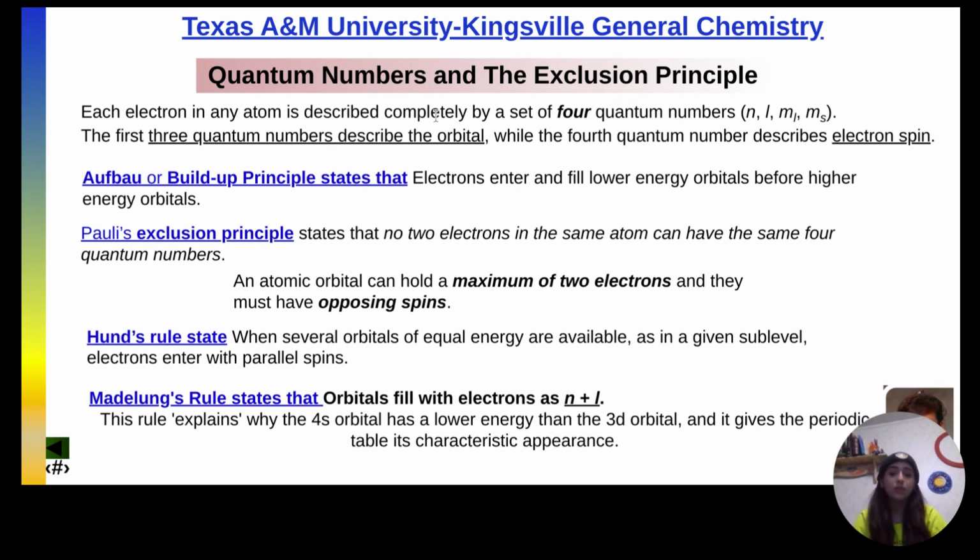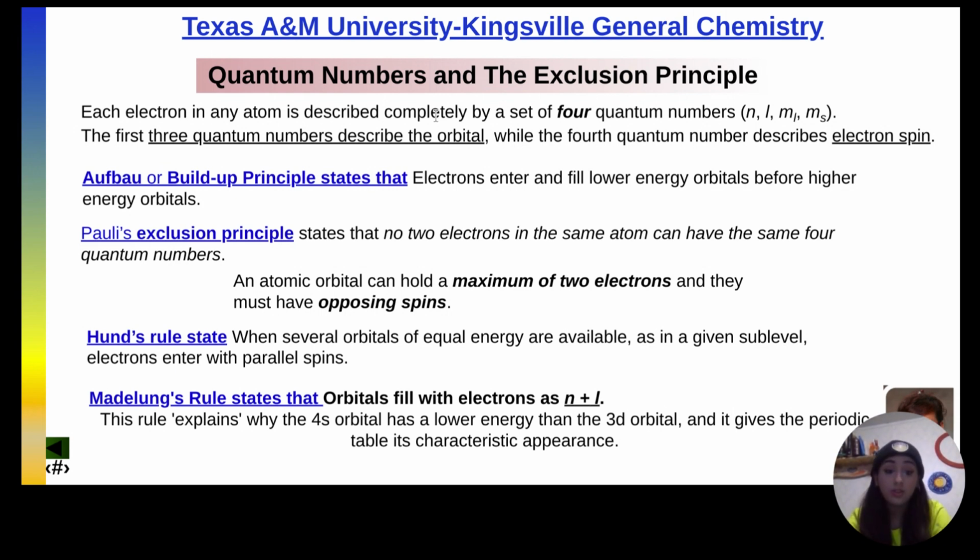Hund's rule states that when several orbitals of equal energy are available, as given in a sublevel, electrons enter with parallel spins. Madelung's rule states that orbitals are filled with electrons in order of n plus l, which, remember, that's our principal and our angular momentum. This rule explains why the 4s orbital has a lower energy than the 3d orbital, and it gives the periodic table its characteristic appearance.